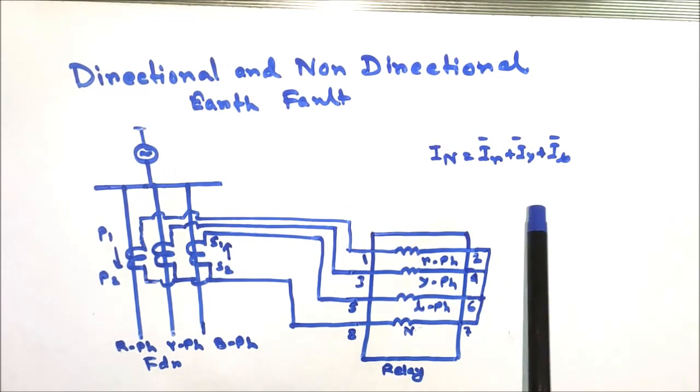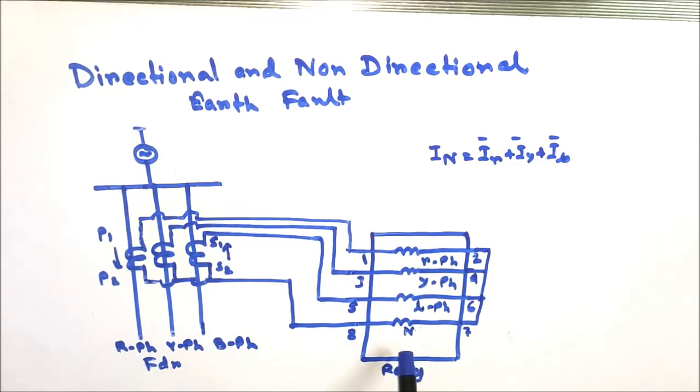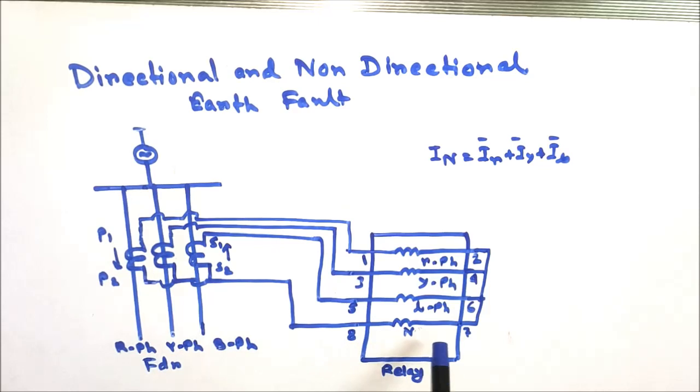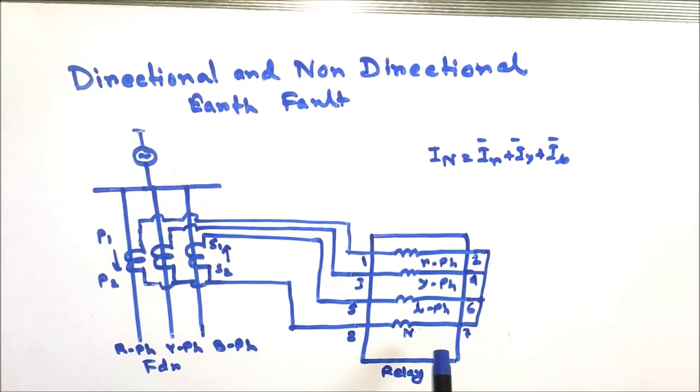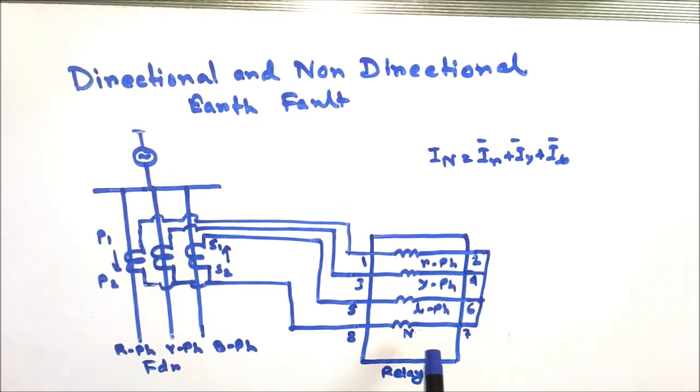So under balance condition, the neutral coil current is the sum of the three phase currents, that is IR plus IY plus IB. Under balance condition, IN is equal to 0. So there is no residual current during balance condition. If any unbalance occurs, then there will be a small portion of residual current. It can be treated as an earth fault, but the relay setting must be beyond this sensed current, so that the earth fault can be sensed by the relay.